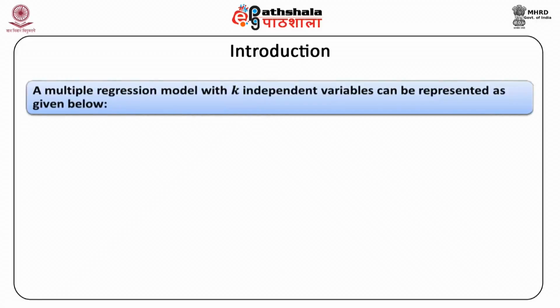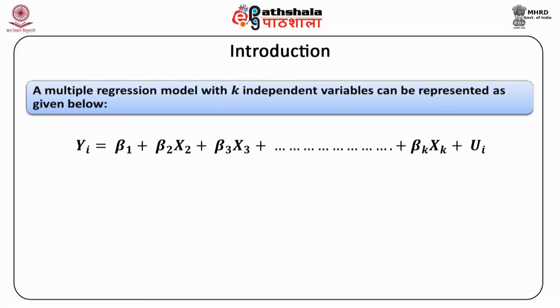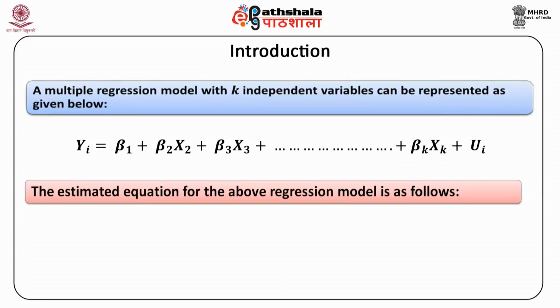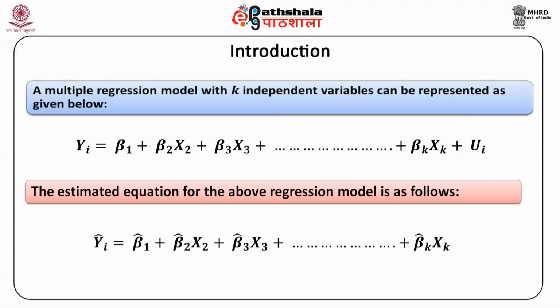A multiple regression model with k independent variables can be represented as given below, where we have yi equal to beta 1 plus beta 2 x2 plus beta 3 x3 so on up to beta k xk plus ui. The estimated equation for the above regression model is as follows, which is yi hat equal to beta 1 hat plus beta 2 hat x2 plus beta 3 hat x3 so on up to beta k hat xk.